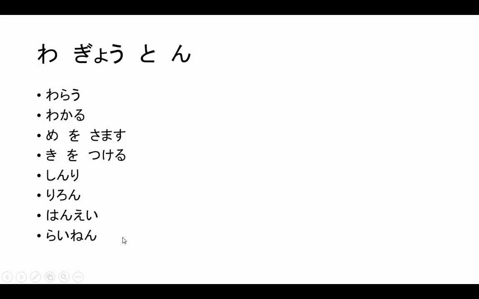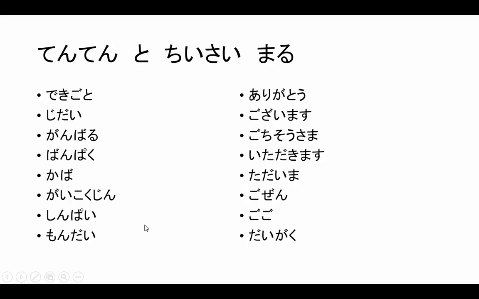Rainen. Okay, so, okay, now we've got some ones with the tenten and chisai maru. Tenten means the two little dots. To means and. Chisai means small. Maru means circle. So tenten means the two little dots. Chisai maru is what they call the little baby circle that makes things into P sounds.